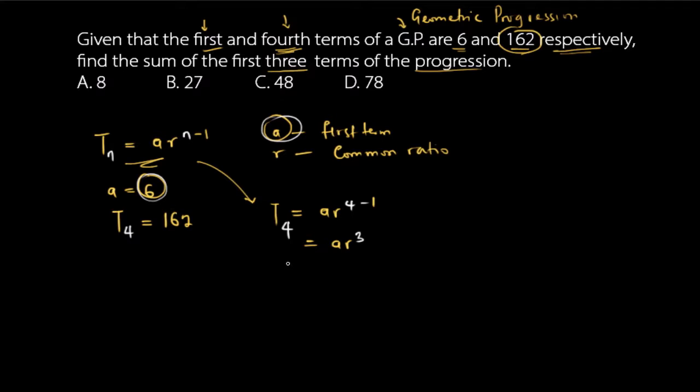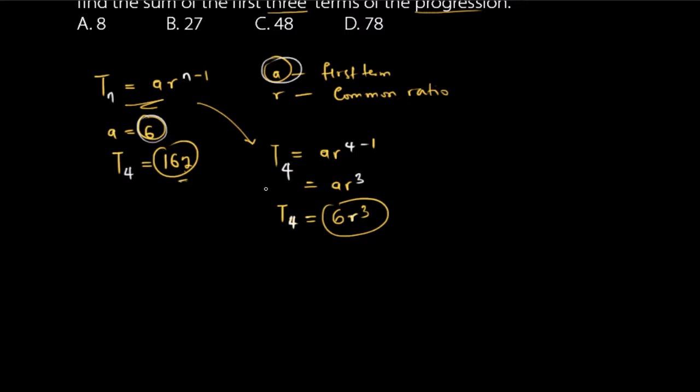Since our A is 6, another way of writing the fourth term is 6 times R to the power 3. But we also have T sub 4 as 162, and T sub 4 is 6R cubed. So these two quantities must be the same thing, that is 6R to the power 3 must be equal to 162.